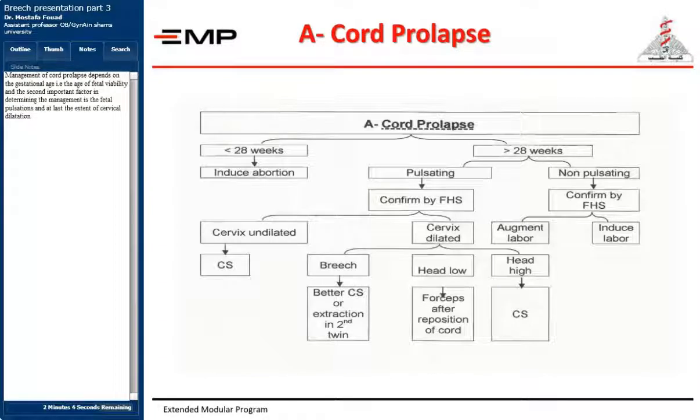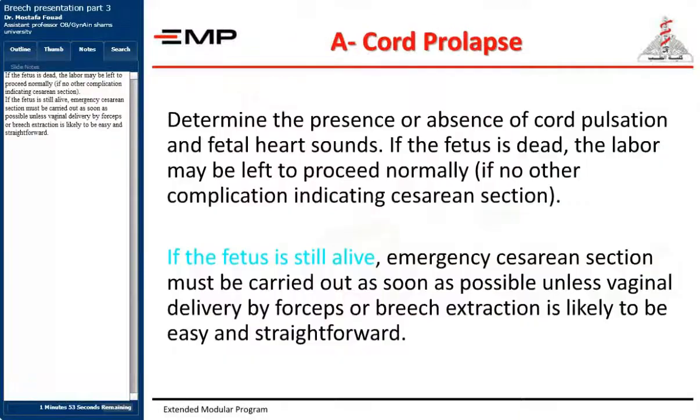Management of cord prolapse depends on the gestational age, i.e. the age of fetal viability, and the second important factor in determining the management is the fetal pulsations and, at last, the extent of cervical dilatation. If the fetus is dead, the labor may be left to proceed normally, if there is no other complication indicating caesarean section. If the fetus is still alive, emergency caesarean section must be carried out as soon as possible unless vaginal delivery by forceps or breech extraction is likely to be easy and straightforward.